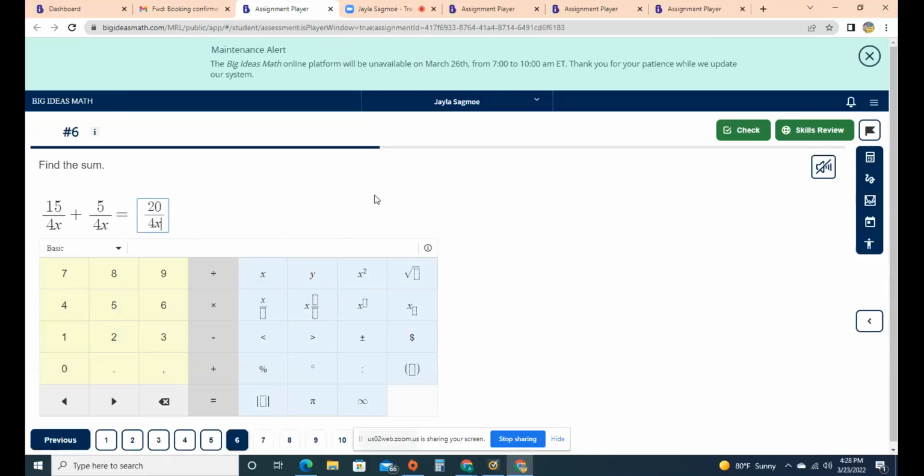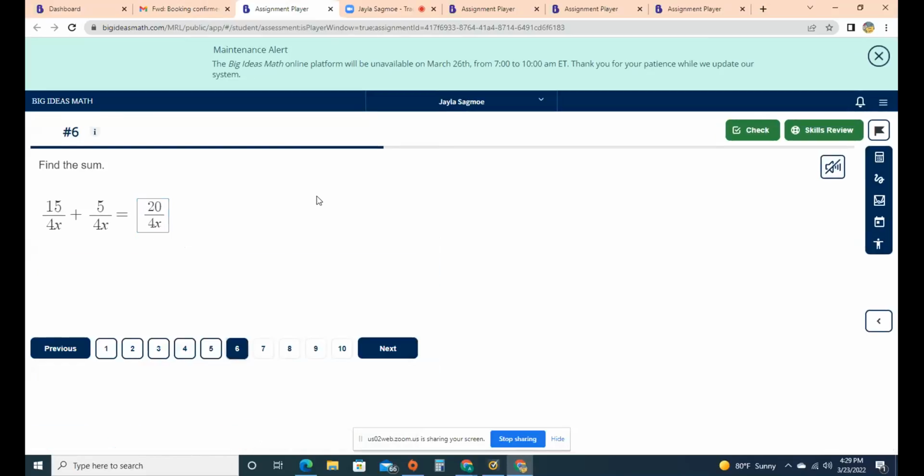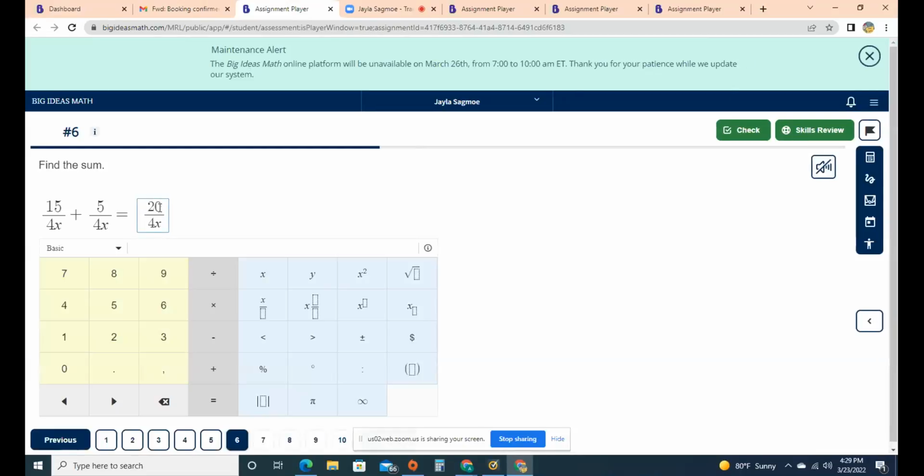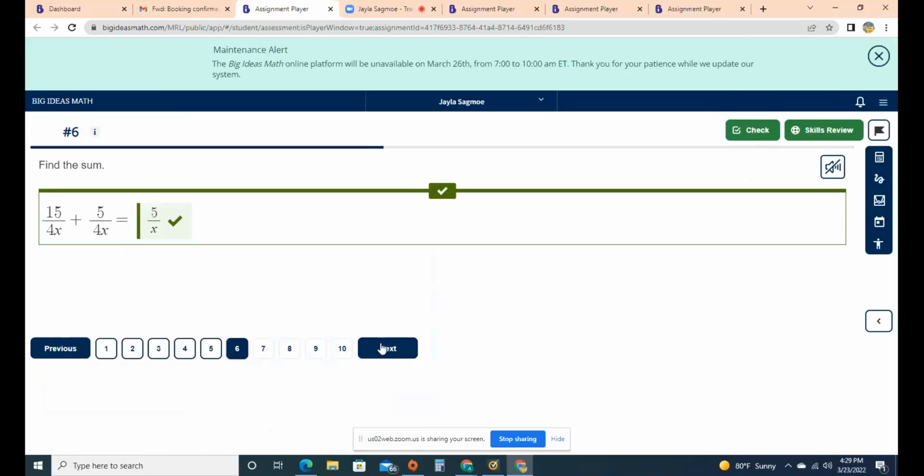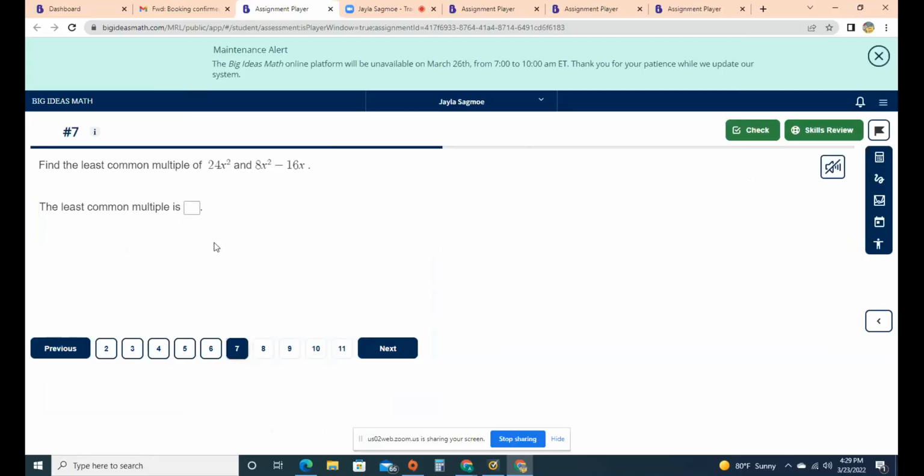And then is there a number that goes into both 20 and 4 that divides them both? 4. So the top becomes 5 and the bottom becomes 1, because 20 divided by 4 is 5, and 4 divided by 4 is 1. There's your answer. Okay, that was easy.